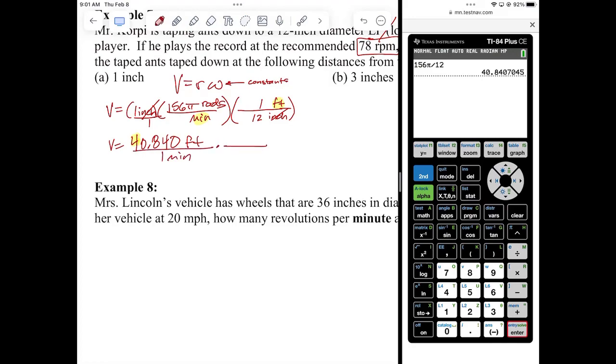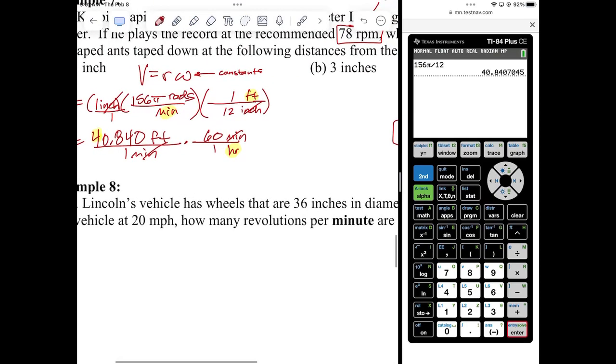So let's go ahead and convert that to miles per hour. We're going to need to convert minutes to hours, so let's do that first. What's the conversion here? 60 to 1 or 1 to 60? 60 to 1. The minutes divide out. We're left with hours. That's our time unit that we want. And now we need to convert from feet to miles. So feet go on the bottom, miles go on the top.